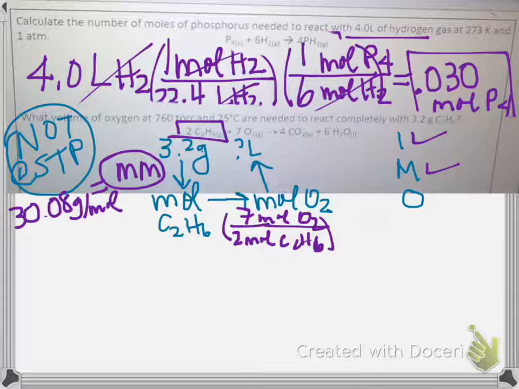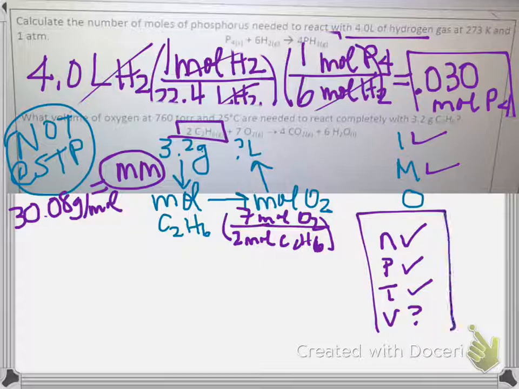Now, how are we going to get out of the mole? We said before, if we're at STP, we can use molar volume to go from moles to liters. However, we're not at STP conditions. So what do we do? Well, we're going to be able to calculate moles of oxygen. So we'll know moles of oxygen. We're given a pressure. We're given a temperature. The only thing that we don't know is the volume of the gas.